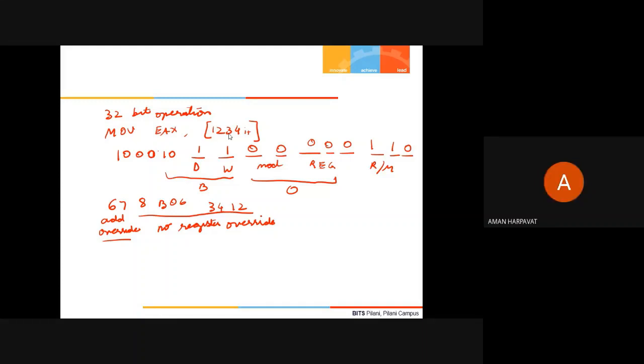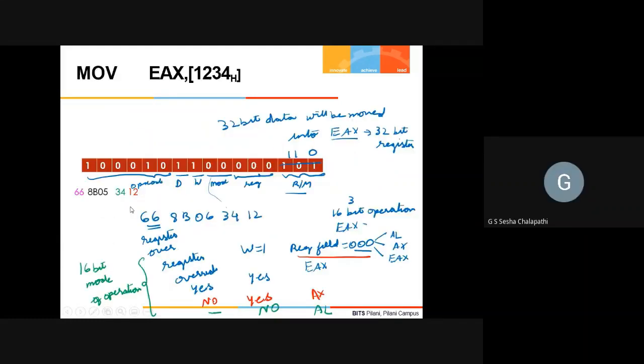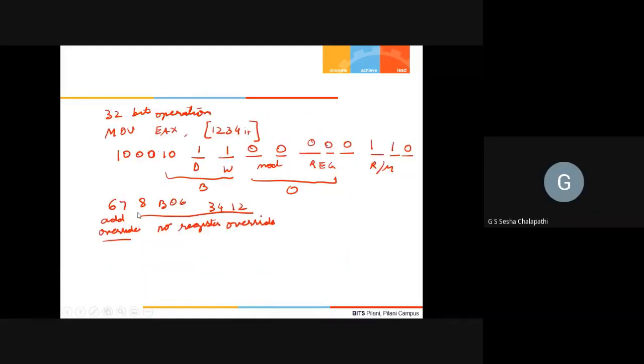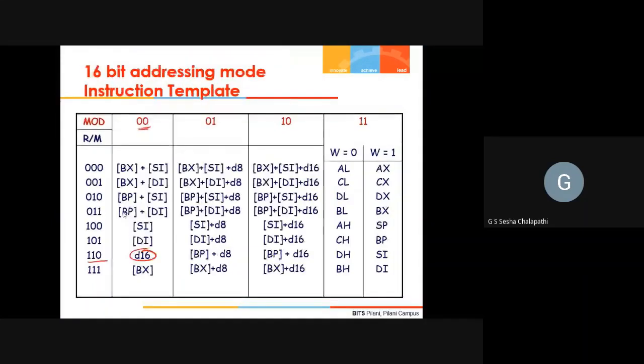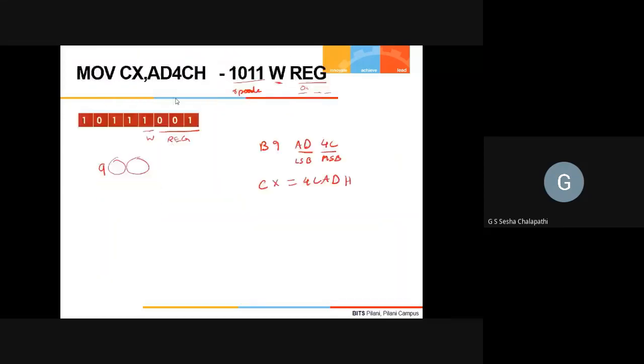Sir, can you please explain the significance of 67 again? What I said was that in this case you will use an address override. Why you will have an address override is because you are using a 16-bit addressing mode, in this case 00110. This is actually a 16-bit addressing mode, and it is being used inside a 32-bit operation.